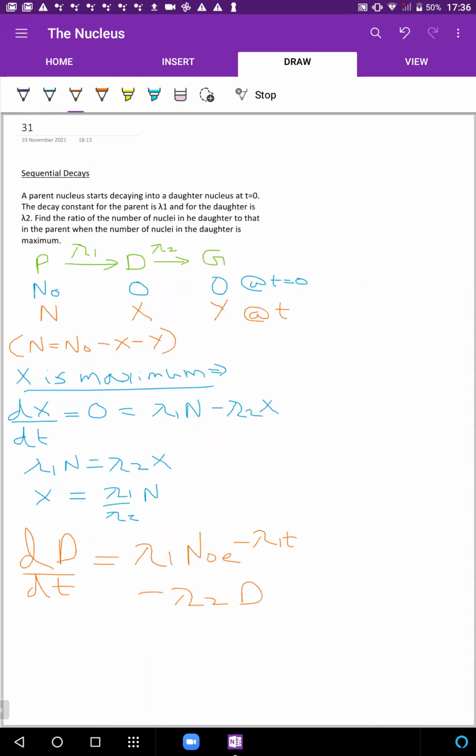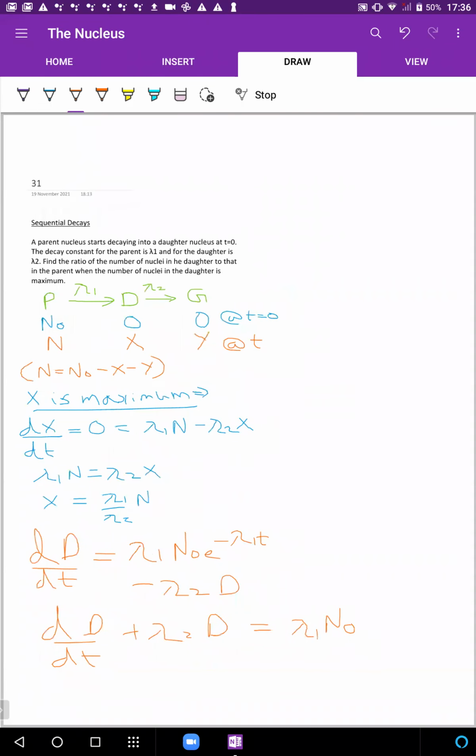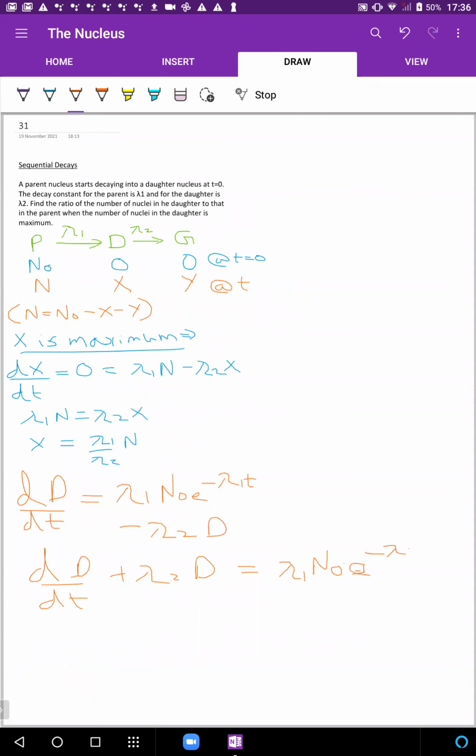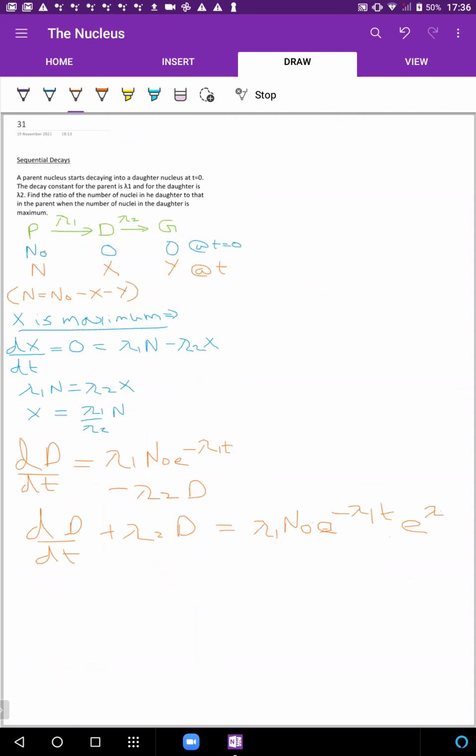So you took this to the other side. And multiply the entire equation with e raised to the power of lambda 2t. And what does that do? So the entire left-hand side becomes the derivative of e raised to the power of lambda 2t times B.